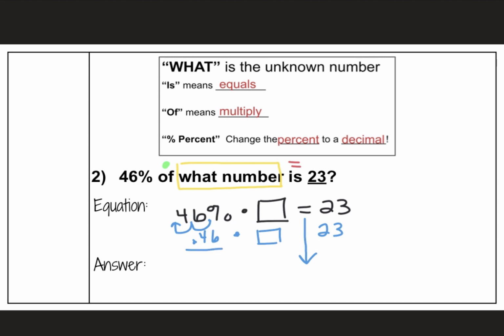So now I'm going to divide both sides by 46 hundredths. This is going to give me 1. I'm left with just my something. So take 23 divided by 0.46, which is my 46%. What do you get? 50. So the answer is 50.